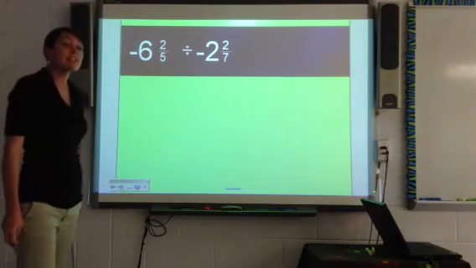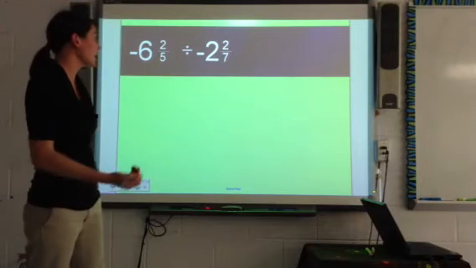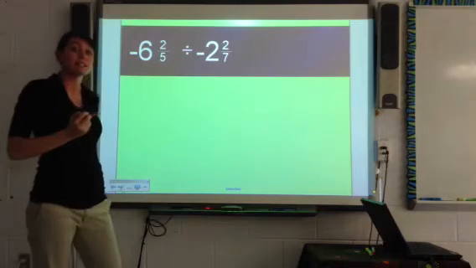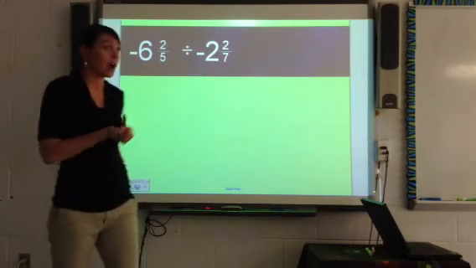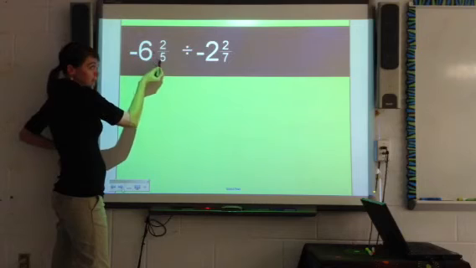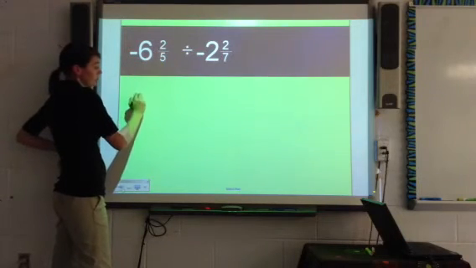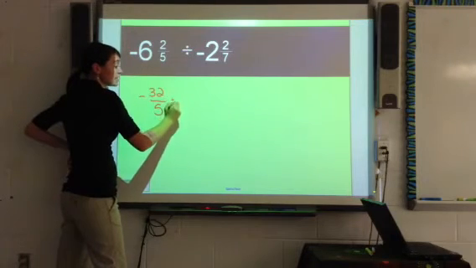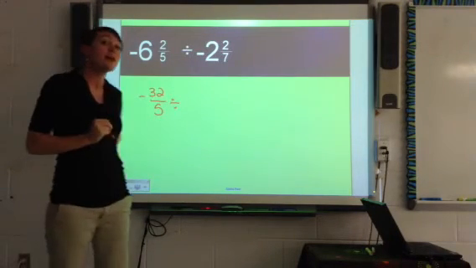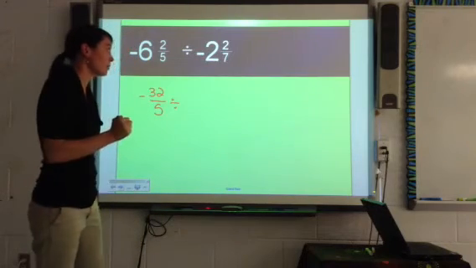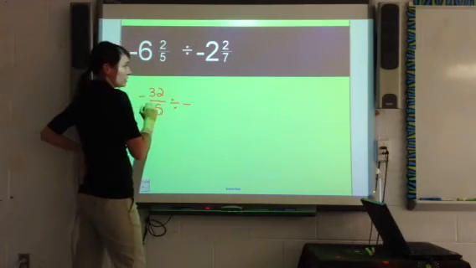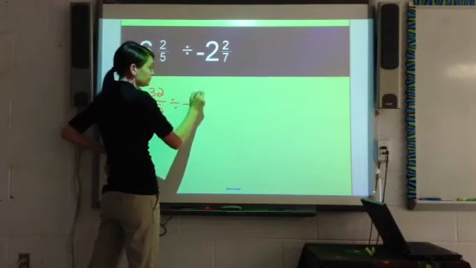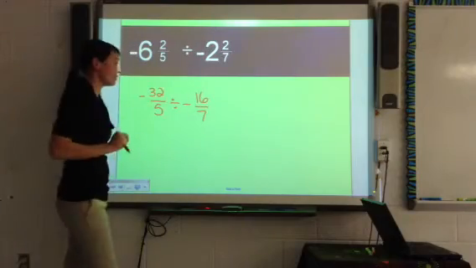Looking at this one, negative 6 and 2/5 divided by negative 2 and 2/7. Same thing, we're going to start by taking these mixed numbers and turning them into improper fractions. 6 times 5 is 30. 30 plus 2 is 32. Bring that division sign down. We are not ready to do keep, change, flip until you already have your fractions as improper. Bring that negative sign down as well. 2 times 7 is 14. 14 plus 2 is 16. So bring down that 16/7.